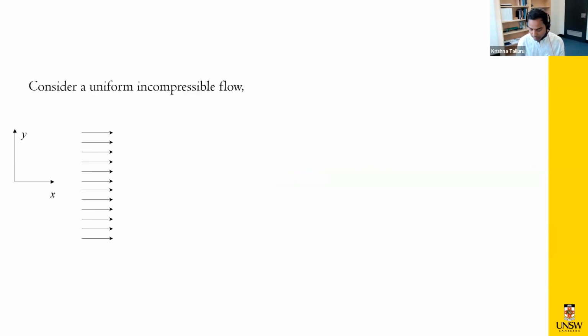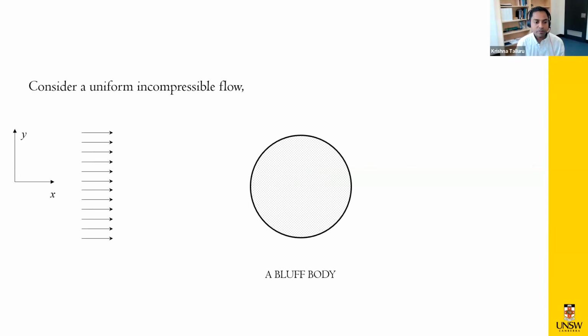So let's look at a simple uniform incompressible flow. So we are looking here at an incompressible wake. And if I put a bluff body such as this, which can be a sphere or a circular cylinder, what you see is the flow stagnates on the center line or the symmetric axis of the body.